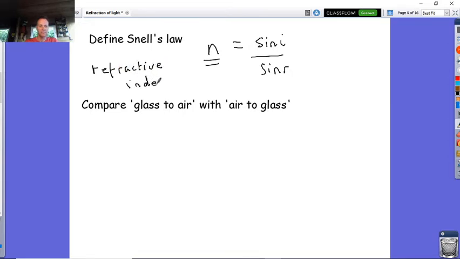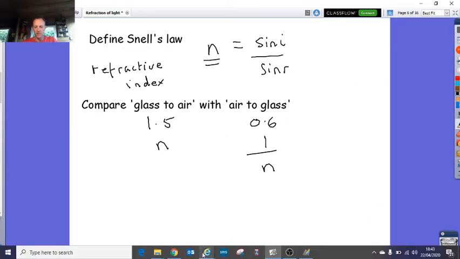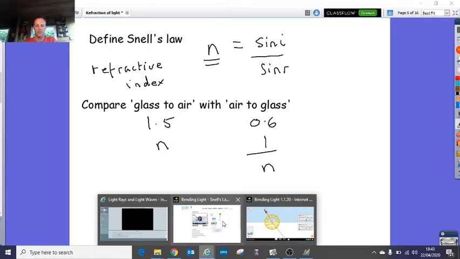index. Okay, and if you go glass to air, air to glass, as mentioned before, when we're going glass to air, we find 1.5, and we find 0.6. Therefore, this one is 1 over n compared to that one there. It makes sense then, with all of these, that the refractive index is dependent on material.